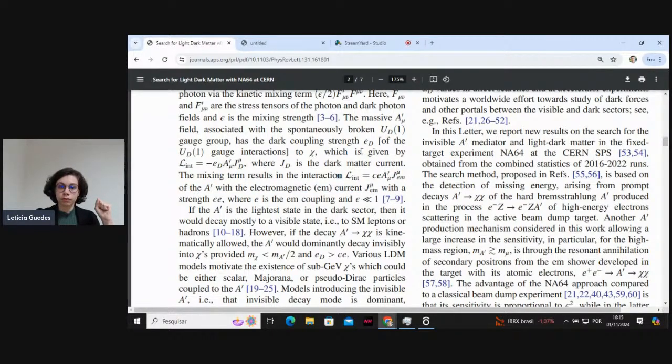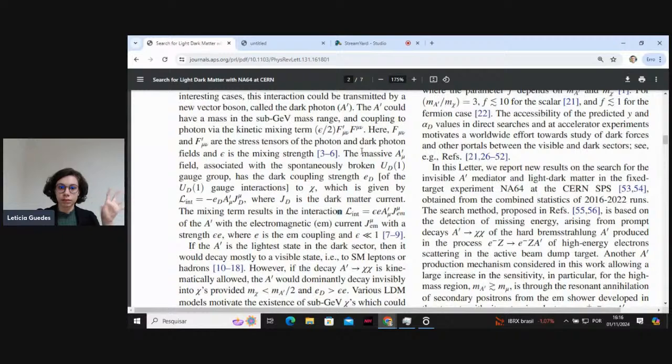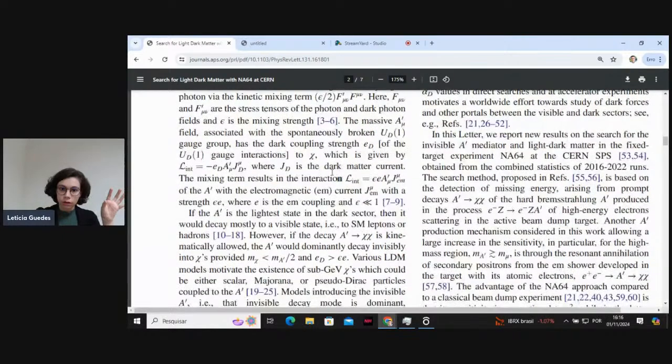So this dark photon has a mixing with the photon through this Lagrangian that results in the kinetic mixing term, that is this epsilon. And this epsilon is what they constrain.